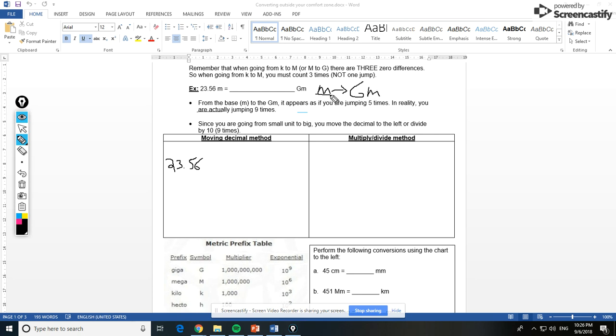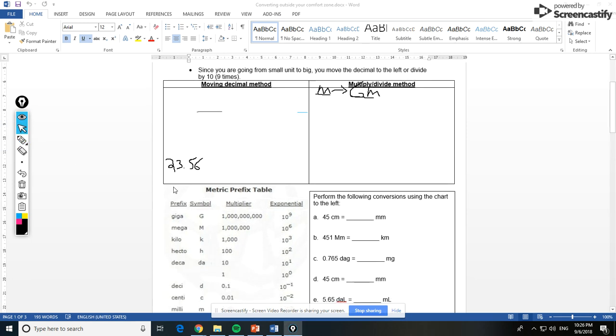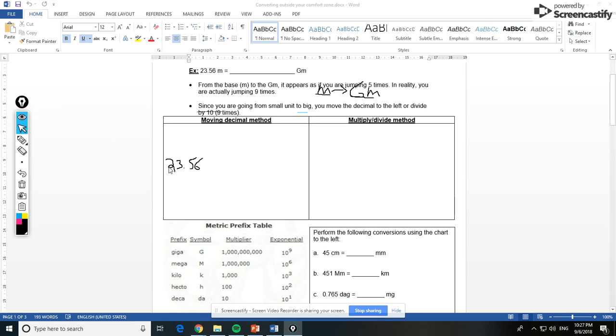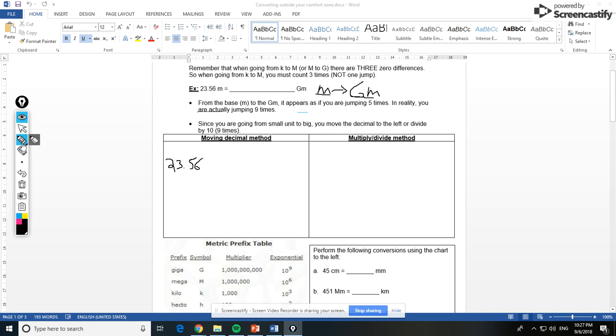So the meter is a smaller unit than the gigameter. And you can tell based on the exponent that's listed there. So for example, over here I can see 10 to the power of 0 for the base and 10 to the power of 9 for the giga. So the giga is a bigger unit than the base unit. So essentially what we're doing here is we're going from a small unit to a big unit. Since we're going from a small unit to a big unit, we're going to have to move that decimal to the left 9 spaces.